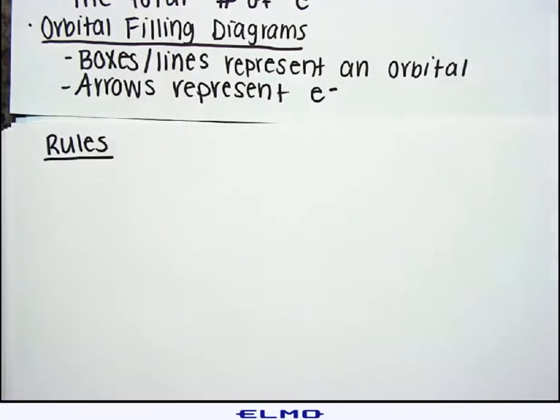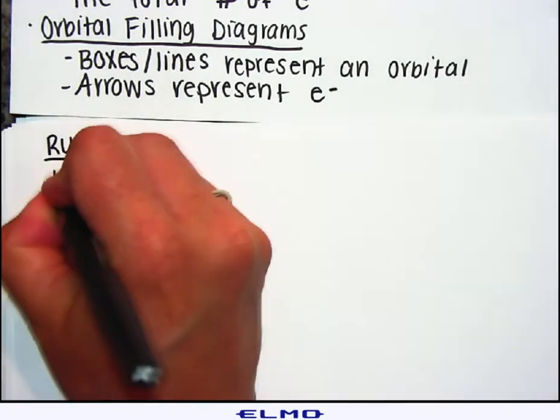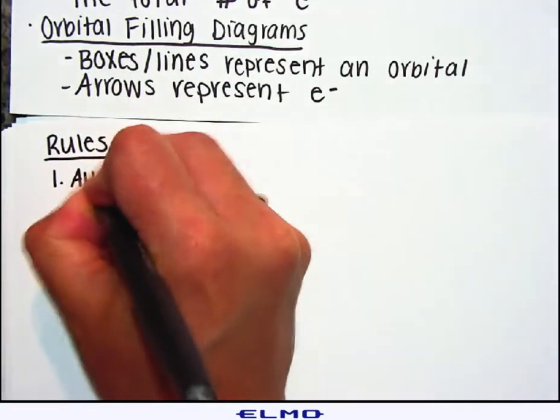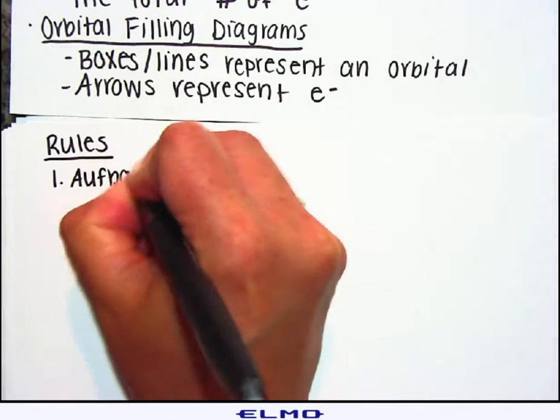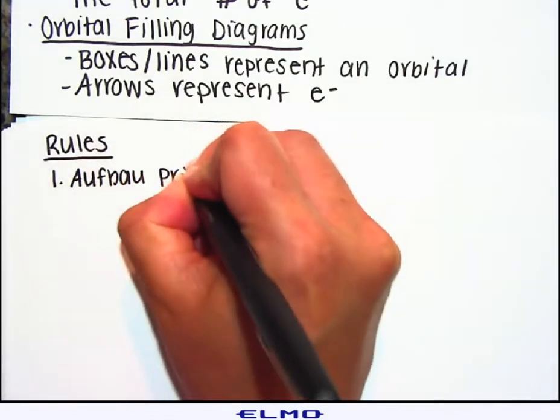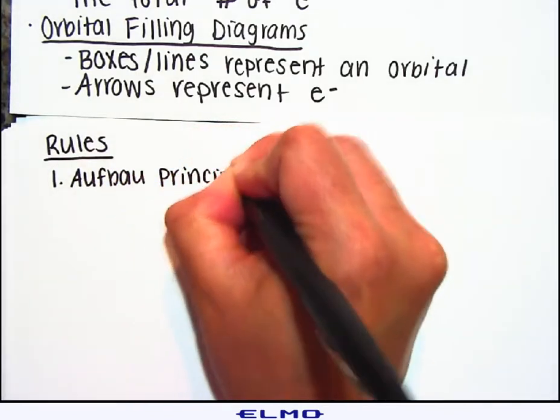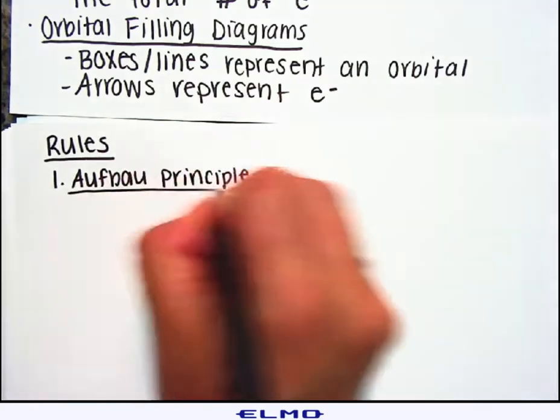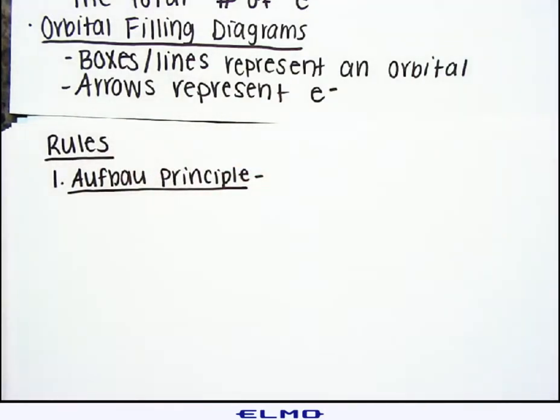There are 3 important rules to know. First one is called the Aufbau principle. I believe Aufbau is German for filling up. So this rule has to do with how we fill our orbitals.